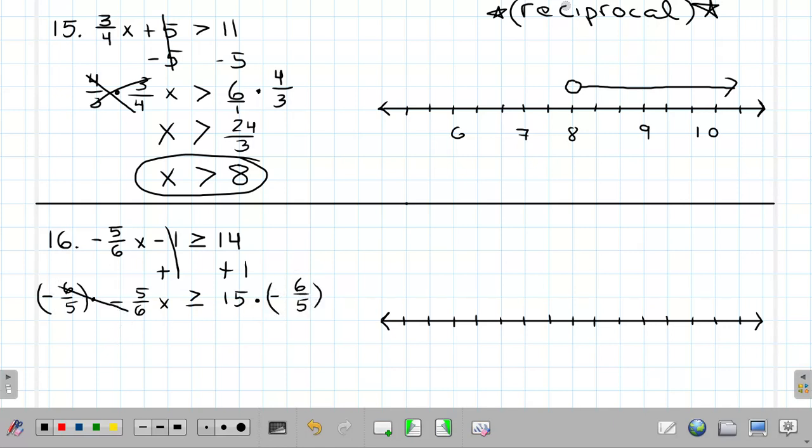So once again, the whole point here, negative times a negative is a positive. 6 times 5 is 30. 5 times 6 is 30. So that's a positive 1x. Here we multiplied times a negative, so our sign actually has to flip.